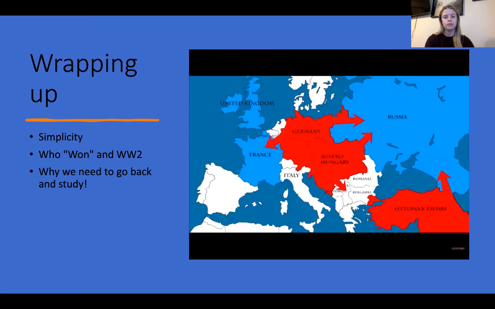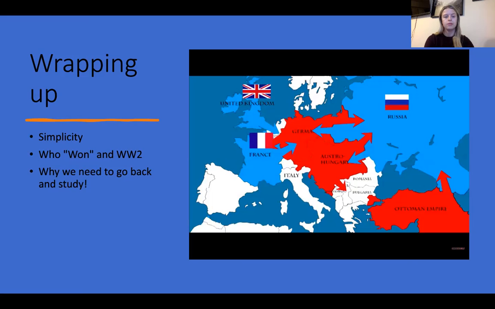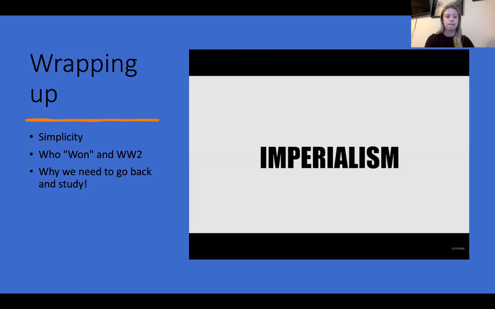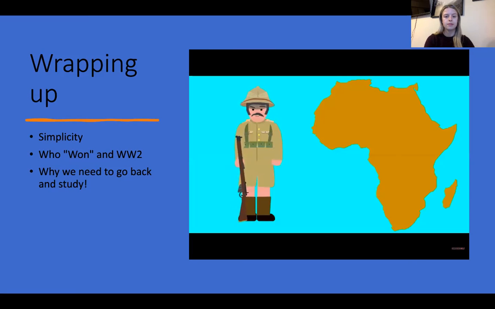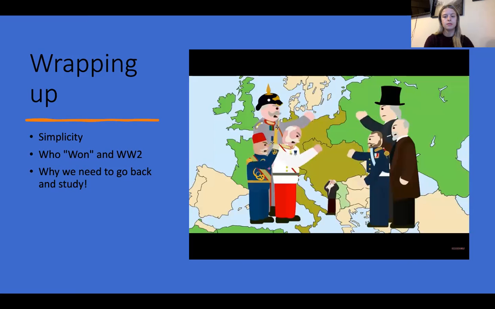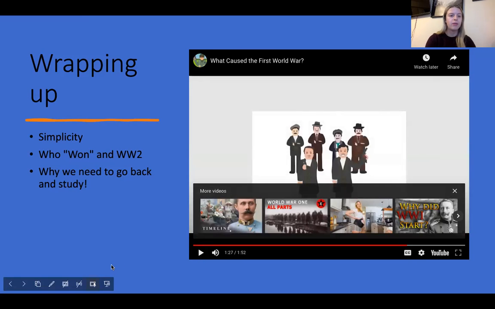Alliances were created to check the balance of power between nations. In 1882, Germany, Austria-Hungary, and Italy formed the Triple Alliance. France, Britain, and Russia reacted in 1907 by creating the Triple Entente. Imperialism caused another type of competition and disagreement. The British and French empires made Germany jealous as it tried to colonize parts of Africa. Nationalism created the feeling that countries were better than others and promoted the anti Austro-Hungarian sentiments in Serbia. 7 young Bosnian Serbs.